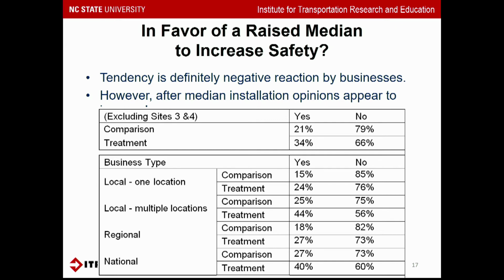Some people that had a negative bias before the median was put in place, it went down. And so there are people that kind of had a change of heart. They said, I actually did see some safety improvements here, and I'll acknowledge that, is what they were saying.